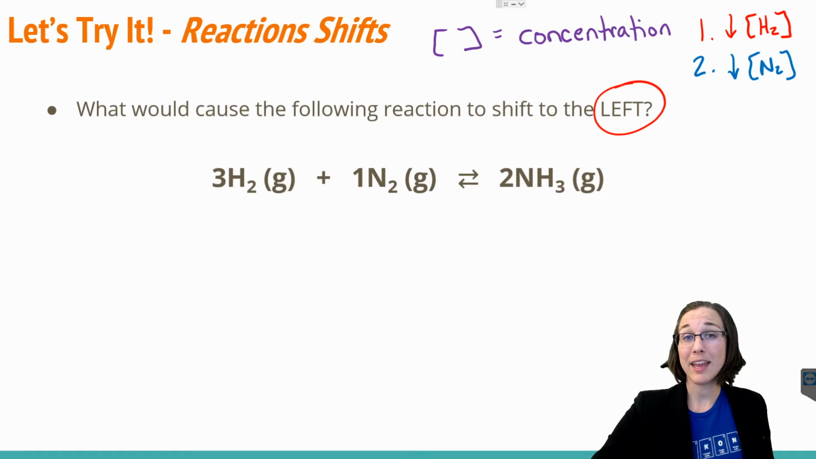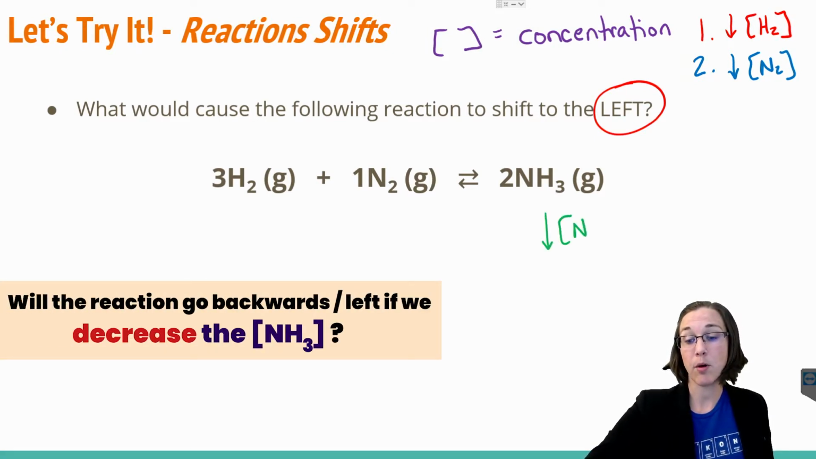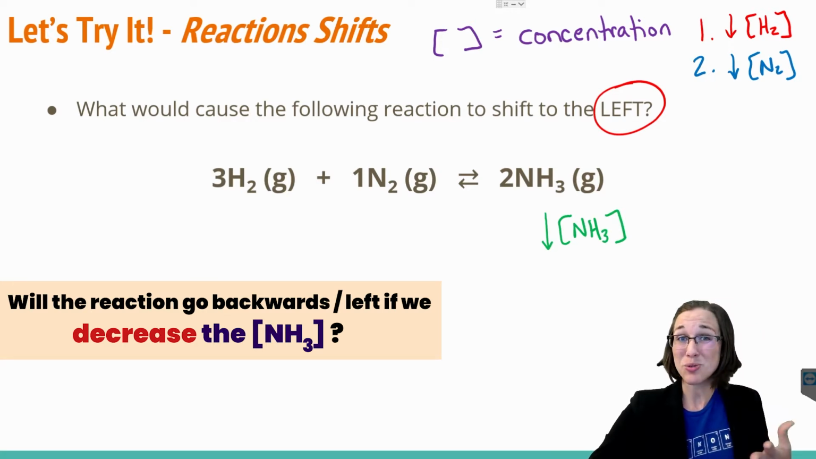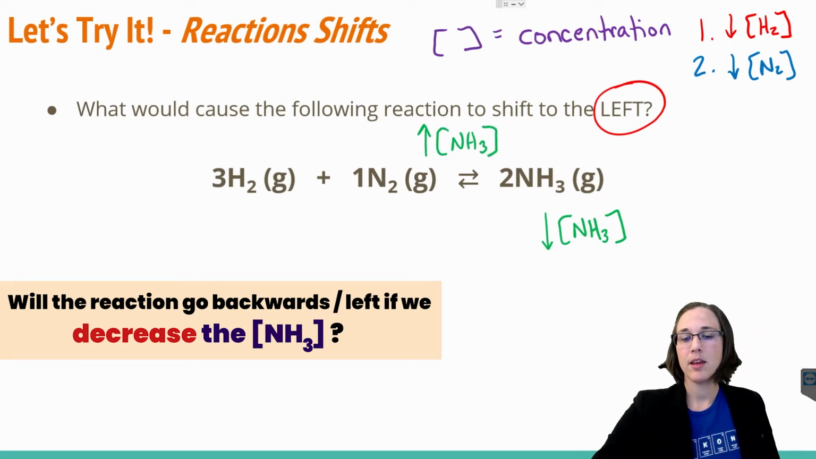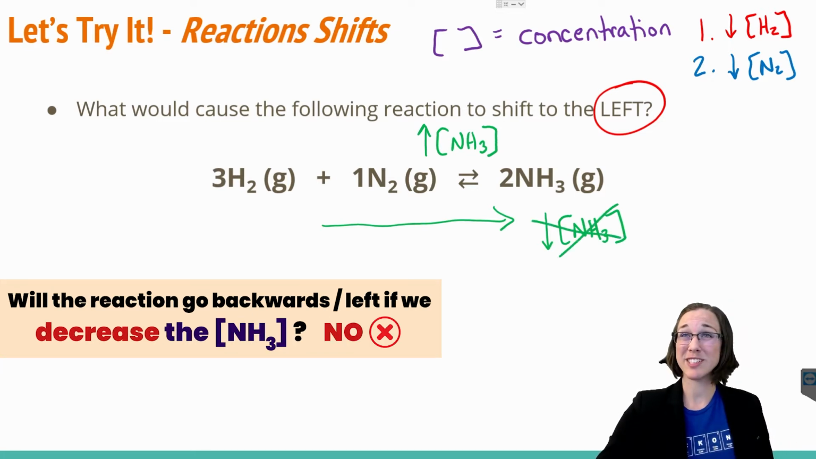Let's try manipulating our last species. What if we were to decrease the concentration of ammonia present? Well, if we decrease it, the system is going to want to undo what we just did to it and increase the ammonia. In order to increase ammonia, the reaction has to shift more towards the products to make more ammonia. So that option's kind of a dud.